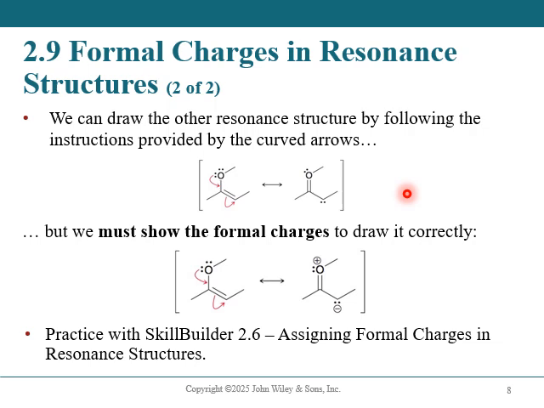We can draw the other resonance structure by following the instructions provided by the curved arrows. So just follow the arrows, look at where the electrons land, and that's pretty much it. There's nothing else associated with this type of exercise. However, once we've done the arrow moving, we located the electrons, we placed them, we have to also include information regarding the charges associated with the molecule. Now, oxygen lost 2 electrons, so it will acquire a plus formal charge, and this carbon atom acquired electrons, so it will have a negative formal charge.